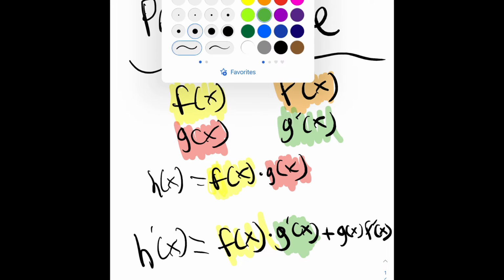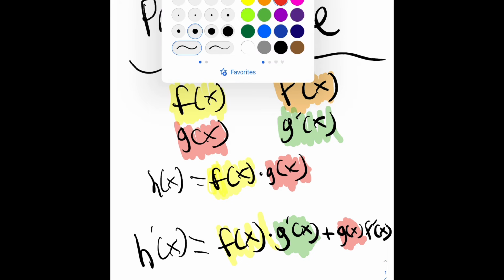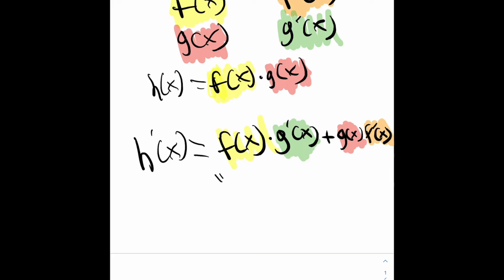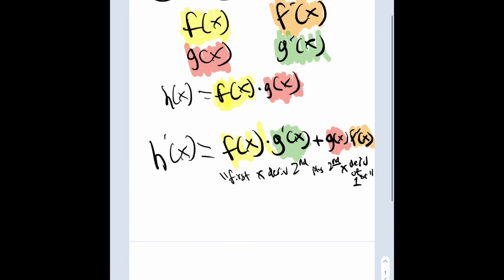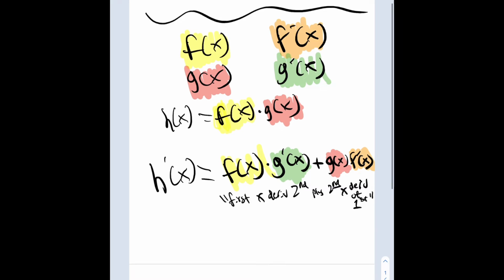That gives us red multiplied by the orange function. So in words, it's first times derivative of the second plus second times derivative of first. That's what I say in my head for the product rule: first times derivative of the second plus the second times the derivative of the first.